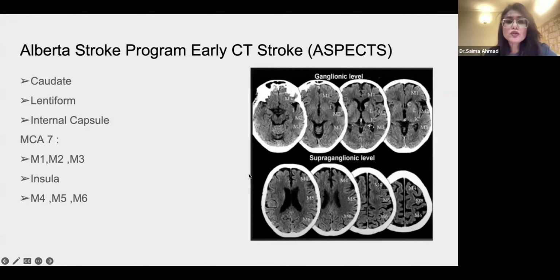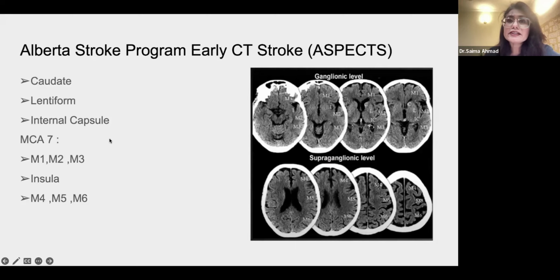So ASPECTS is the Alberta Stroke Program Early CT Score, and this is for MCA infarcts. The MCA territory is divided into 10 regions: 7 cortical regions and 3 deep regions. The cortical regions M1, M2 and M3 are at the ganglionic level, and M4 to M6 are at the supraganglionic level. And then we have the insula and also the caudate, lentiform, and the internal capsule.